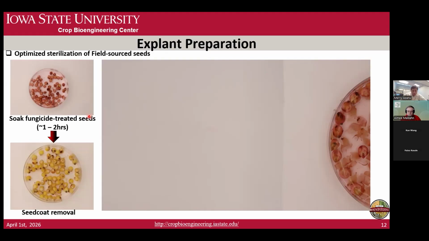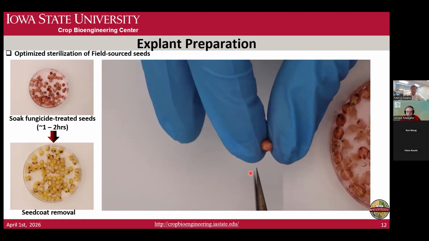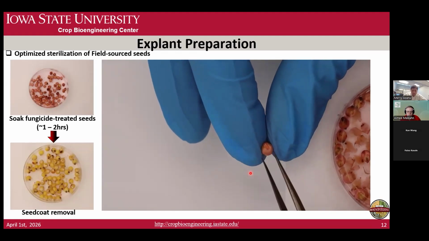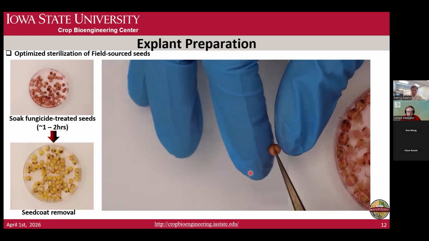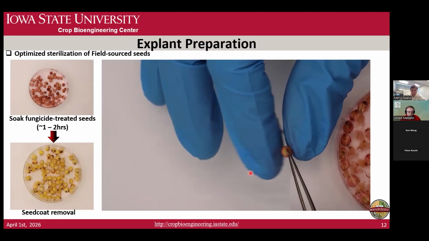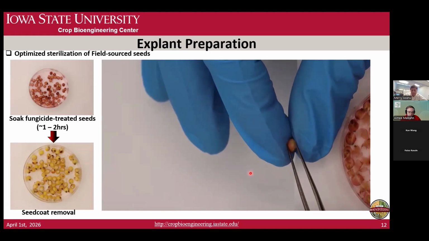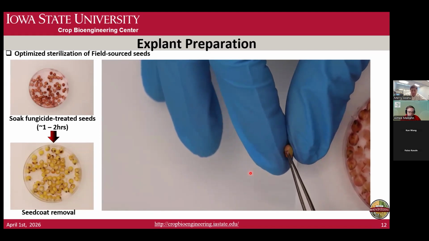We provided one video here showing how we remove the seed coat. As you can see here, we took individual seeds, and by using forceps, without disturbing the embryonic side or embryonic tissues, we try to carefully and gently remove all those seed coats without damaging the seeds.